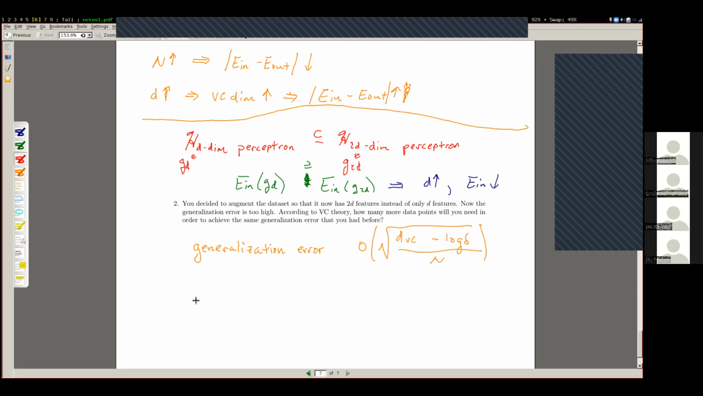So doubling DVC implies need to double n. So our new data set should have 2n data points.